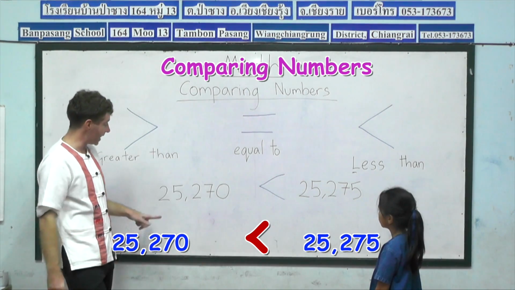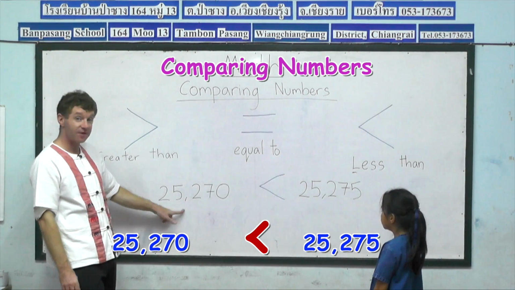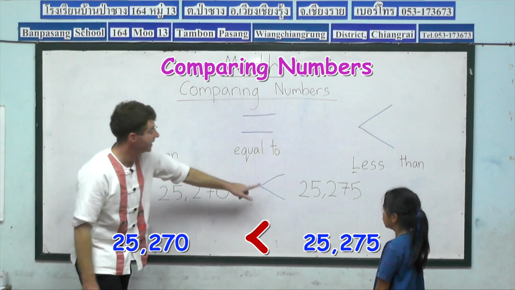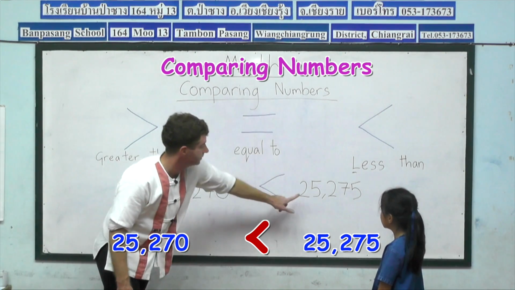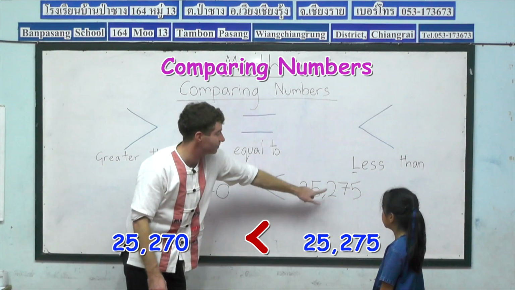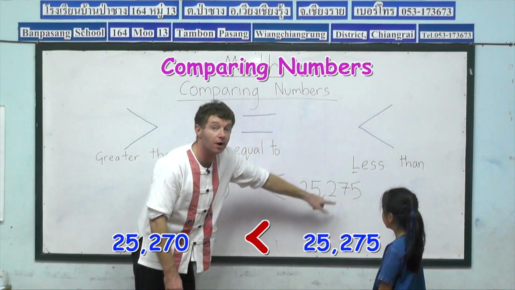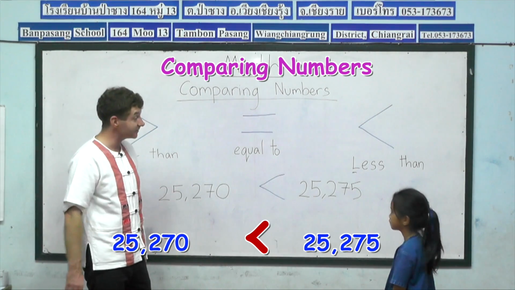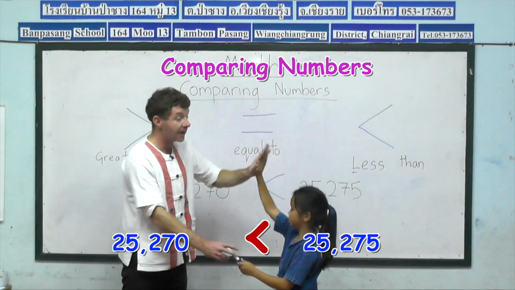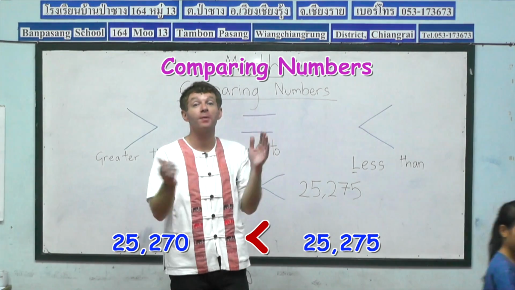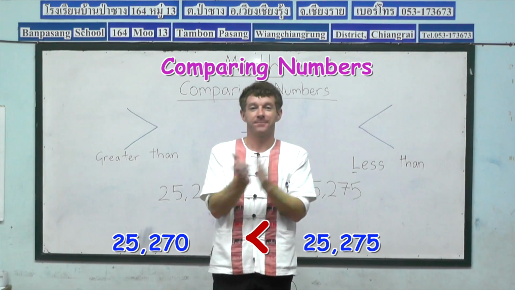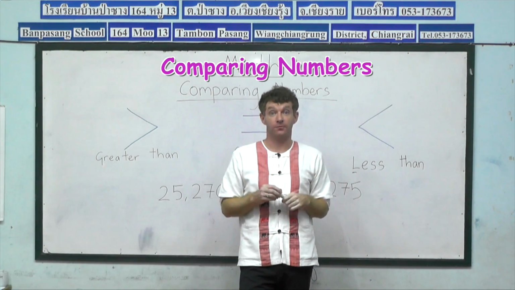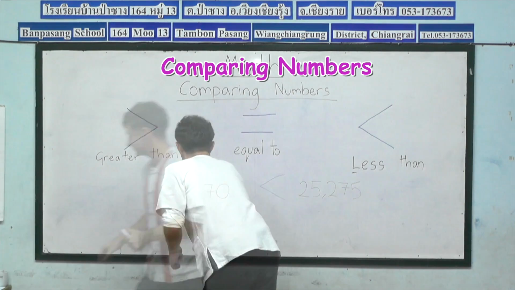So we can say 25,270 is less than 25,275. Prau, that was excellent. Very well worked out. High five and a big round of applause for Prau. And let's do some more. So let's close our eyes again, guys.